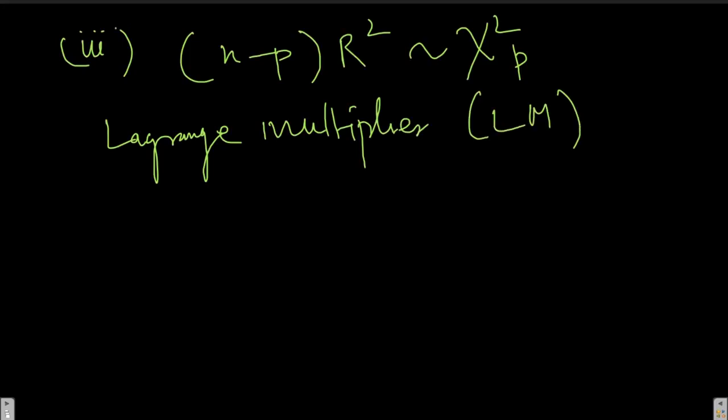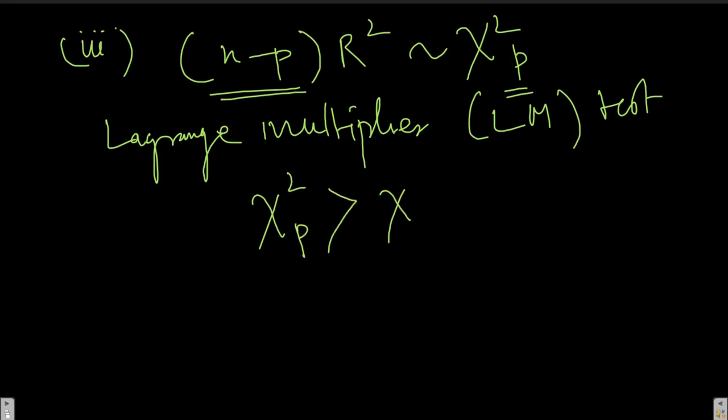The idea is that if the chi-square value that you calculate is greater than the chi-square critical for p degrees of freedom, then I will say the model is significant. That is, there is autocorrelation in my model.